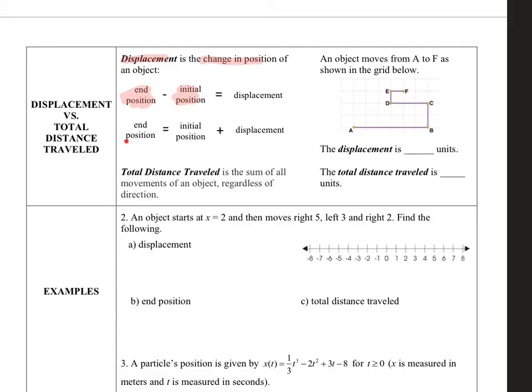This will have a purpose for us later on in a month or two, but for right now, just know it exists. My total distance traveled is exactly that. It is all my movements added together. So the sum of all the movements of an object, and it doesn't matter which direction you're going.